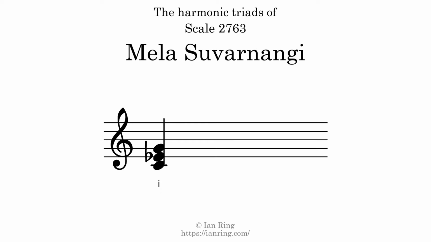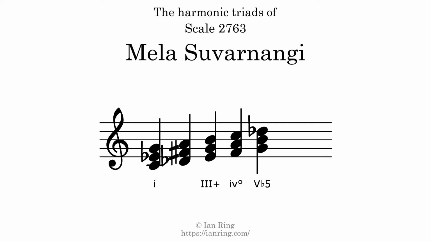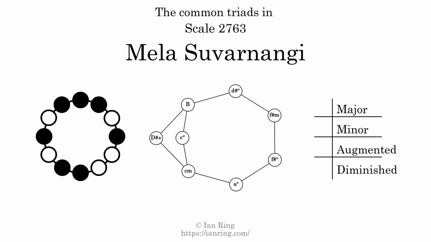Minor, unnamed, augmented, diminished, major flat 5, diminished, sus 2. Here are the common triads present in this scale. The diagram in the center is a graph of parsimonious voice leading between triads.